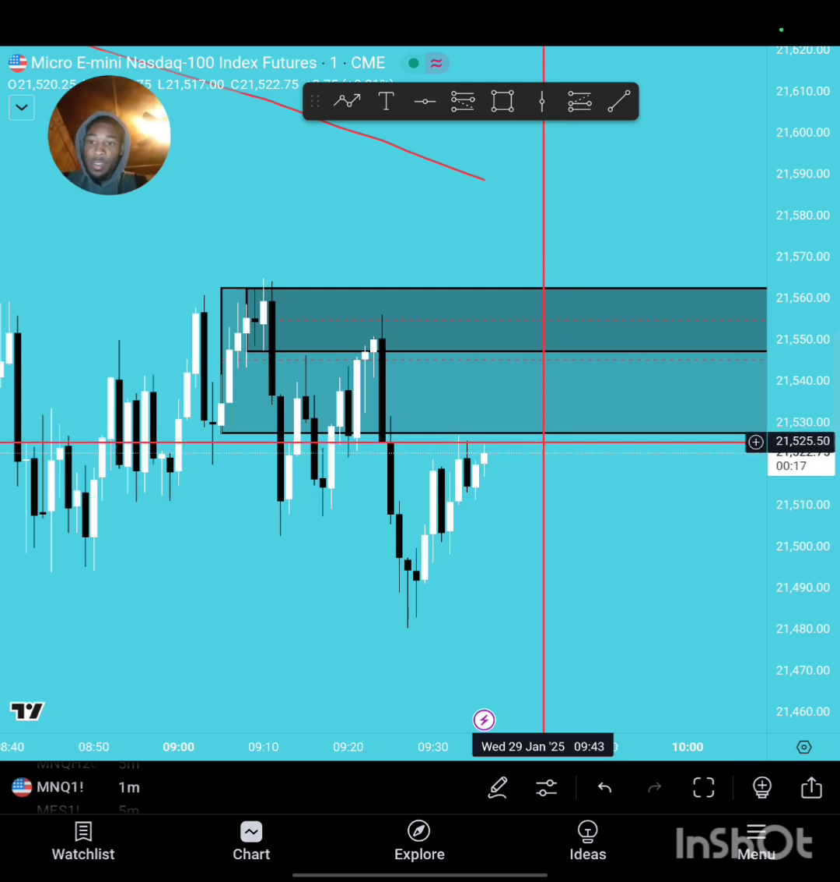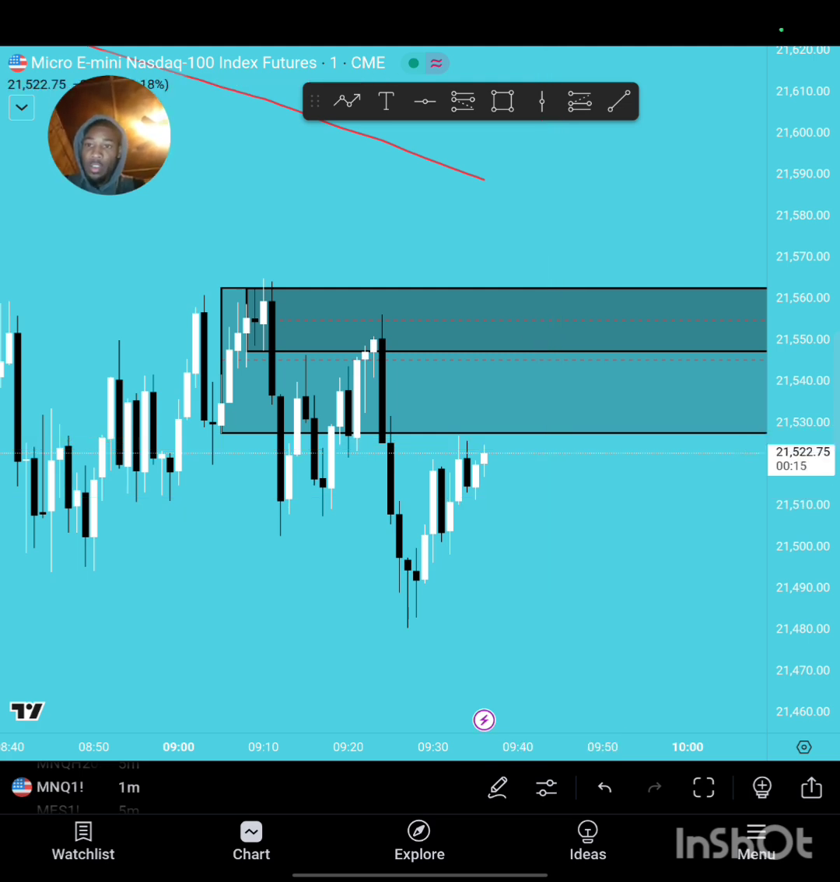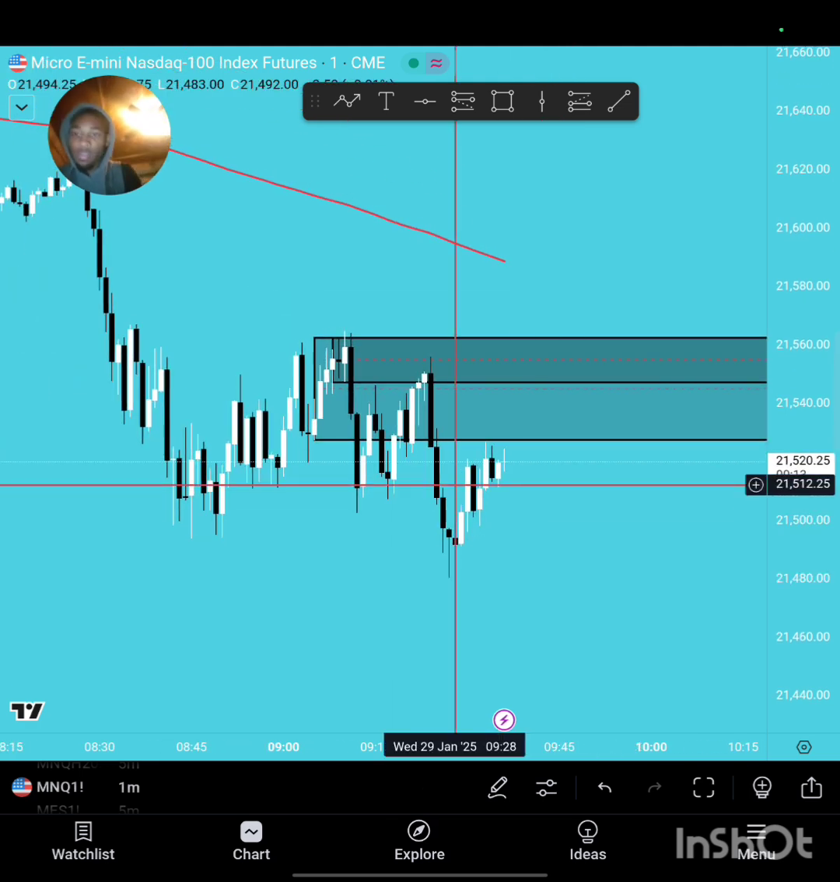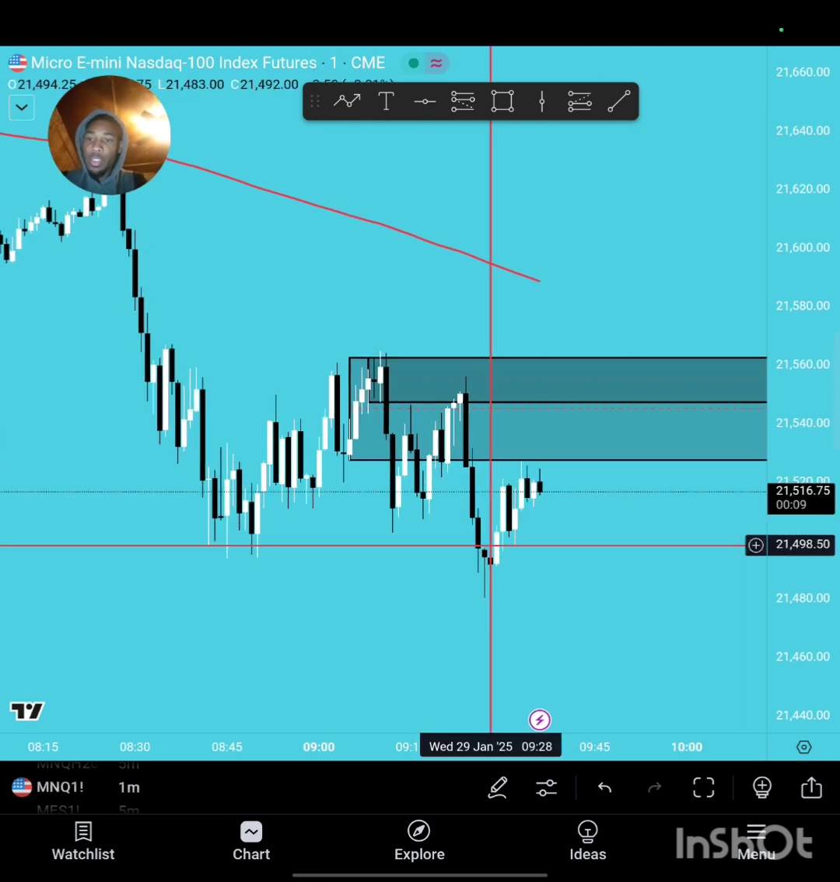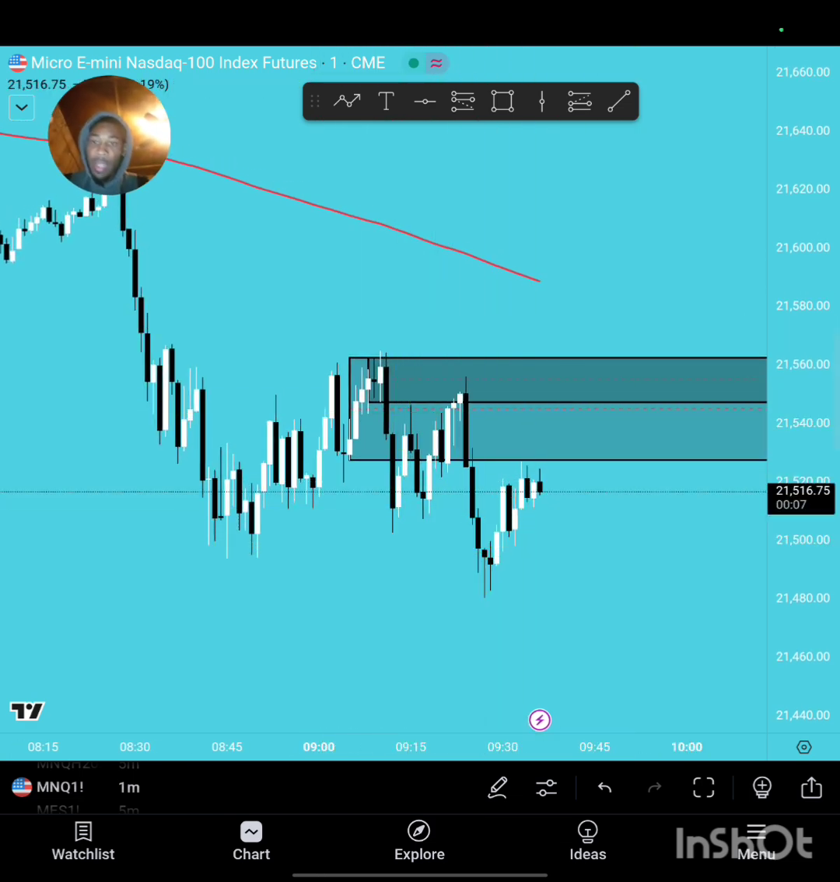So yeah, that's essentially my setup. On the downtrend, if I'm looking for sales, you're gonna see the same exact setup. And then if it's on the uptrend, you're gonna see the same setup, just going in the opposite direction.